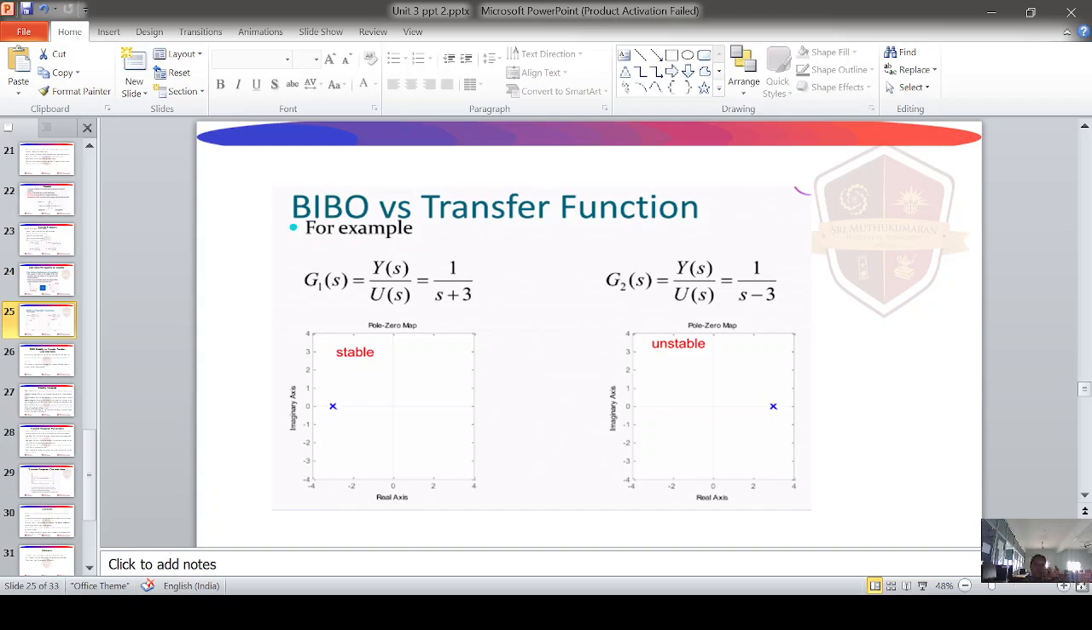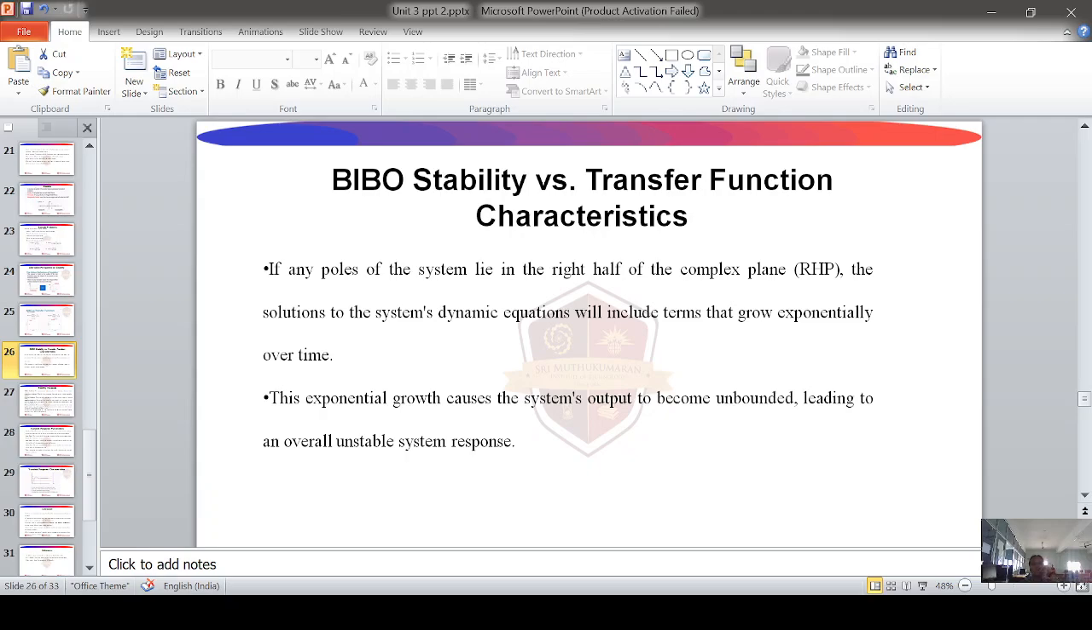Second one, G2 of s is equal to 1 divided by s minus 3. The pole is placed in the right half of the S-plane, so the system is unstable. Stability and transfer function characteristics: if any poles of the system lie in the right half of the complex plane, the solution to the system's dynamic equations will include terms that grow exponentially over time.